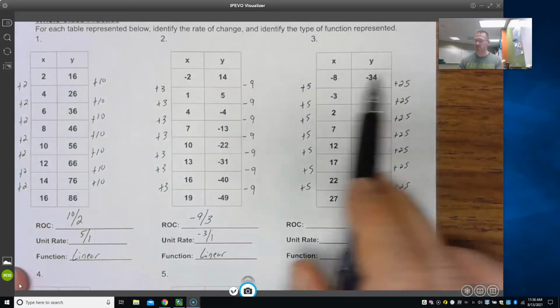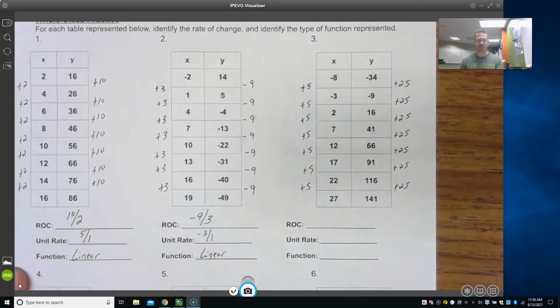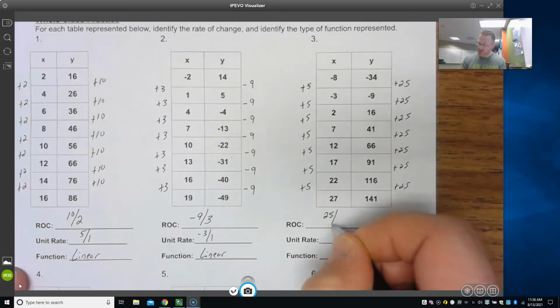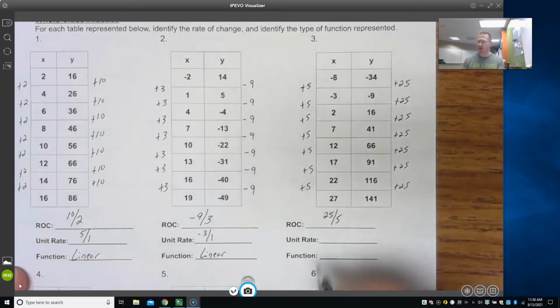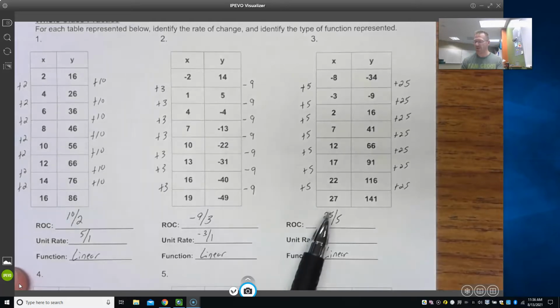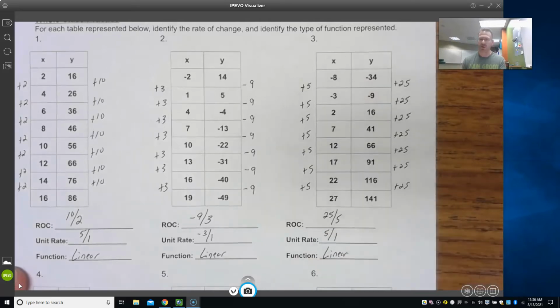Once again, I see 25 to 5 every time. So that's my rate of change. It is constant, which tells me it is linear. And then my last thing is, what's my unit rate? Once again, let's just reduce 25 to 5, and I get 5 to 1.